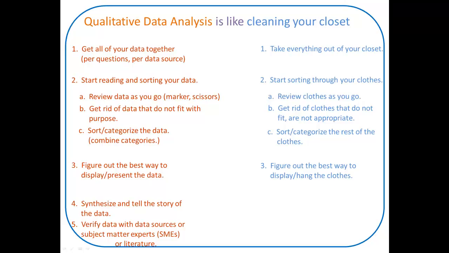So that's the process for qualitative data analysis. As we talk about qualitative data analysis, we actually break it into 3 phases. The first phase is data reduction. With data reduction, you get all your data together, you start reading it, you sort it, and you create categories with it. The second phase of qualitative data analysis is data display. That's where you figure out the best way to present the data.